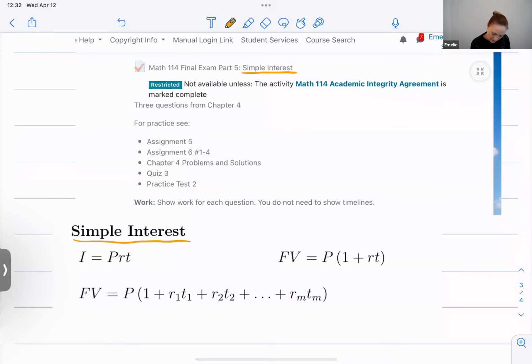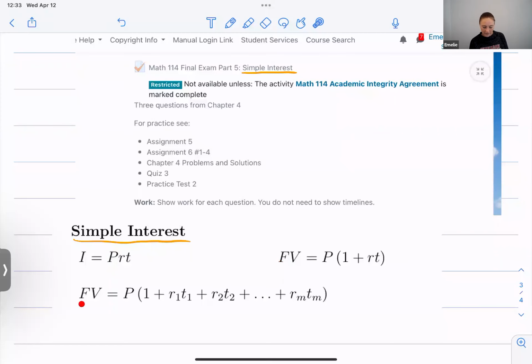Simple interest. Our main players here were these two, right? I is the amount of interest, P is the principal investment, R is the interest rate as a percent or as a decimal, and T is time in years, of course. And then we were able to find the future value.